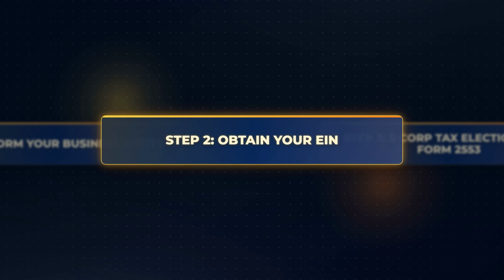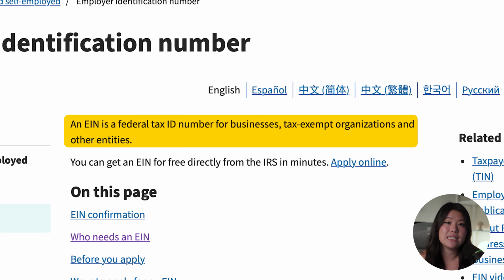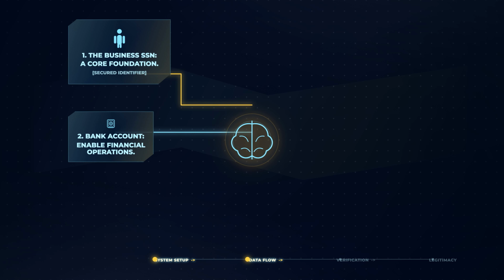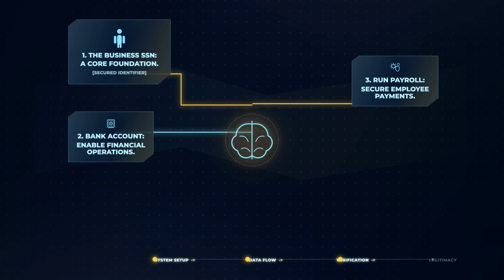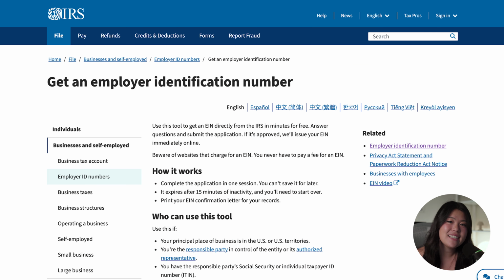So once your entity is formed with the state, the next thing you need to do is get your EIN, your employer identification number. According to the IRS, your EIN is your business's identification number for federal tax purposes. Think of it like a social security number, but for your business. You're gonna need it to open a business bank account, run payroll, file your business tax returns, and operate as a legitimate business.